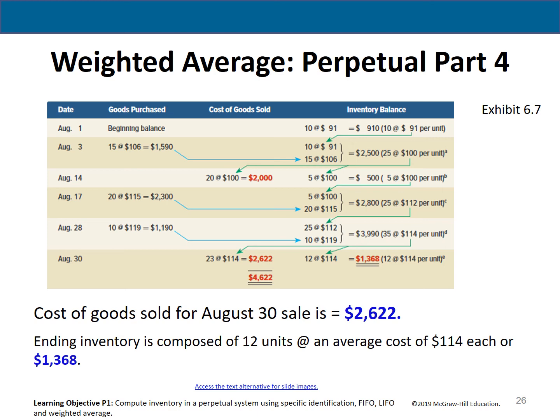After this sale, there were 35 bikes. We sold 23. There's 12 bikes, with an average cost of $114 each. So the total balance in cost of goods sold under the weighted average method would be the $2,000 from the August 14th sale plus the $2,622 from the August 30th sale, $4,622. And the balance of inventory will be the 12 bikes at $114, or $1,368. Again, different than we got under FIFO and LIFO because it's a different way of removing inventory.